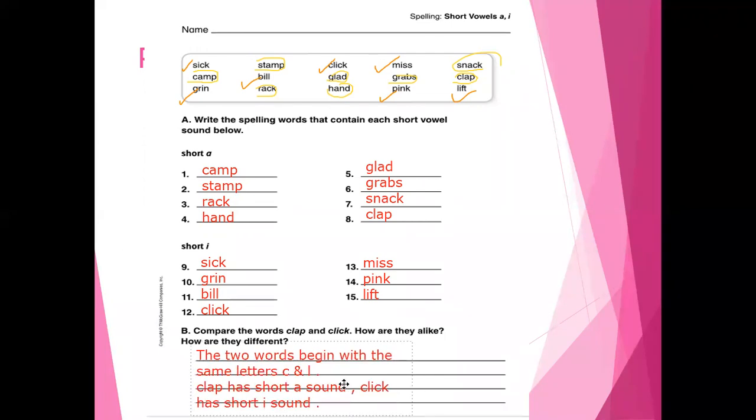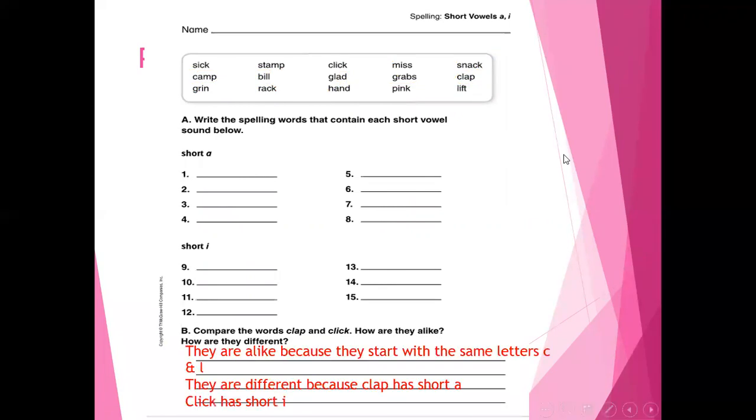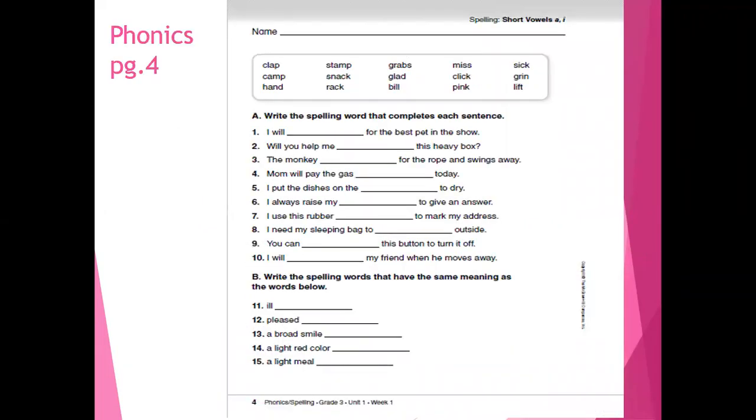You know what's the meaning of compare and contrast? Compare means to tell how they are alike. Contrast, to tell how they are different. So let's erase. Here we have another page. Write the spelling word that completes each sentence. It's page number 4. I will clap for the best bit in the show. I will clap for it. So let's clap. Will you help me lift this heavy box? Will you help me to?